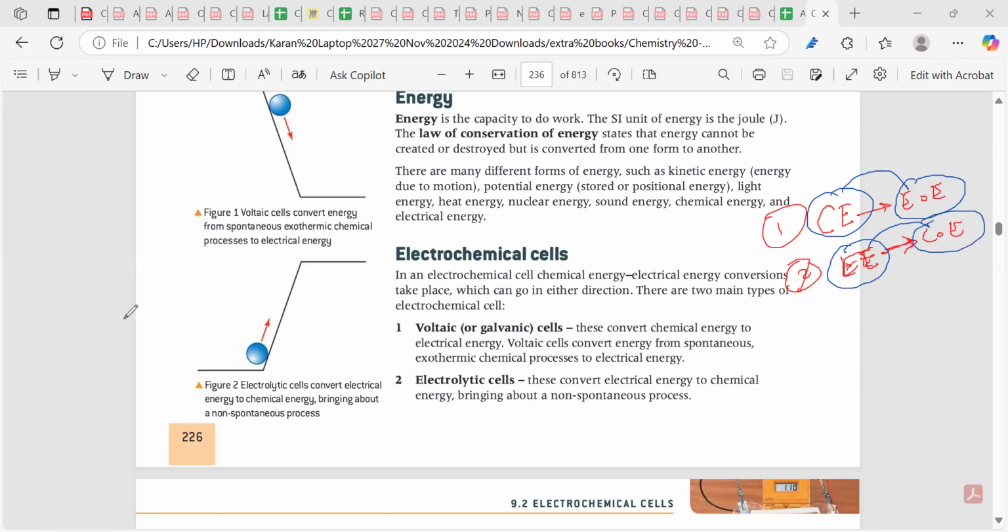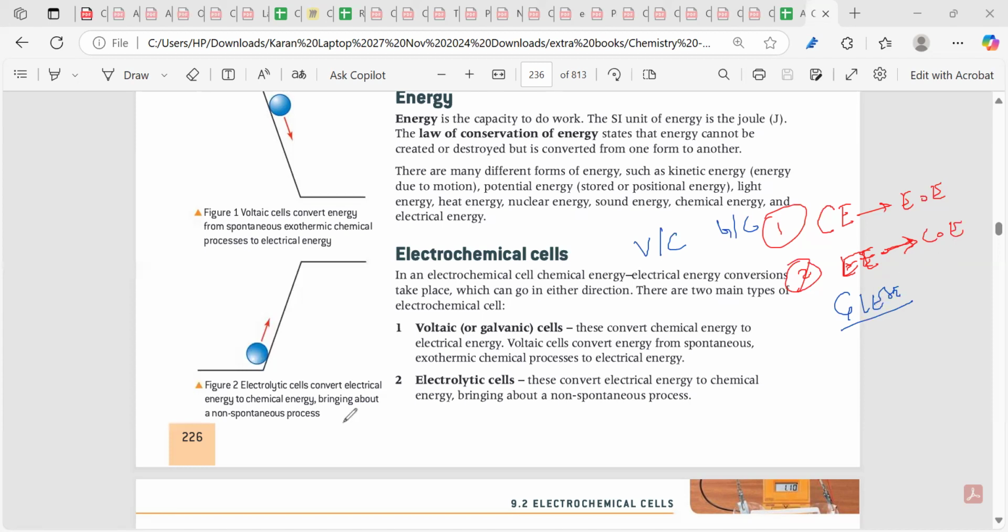Now go to the next part. We have to see what happens in the first kind of cells. This is called a Voltaic cell, or it is also called a galvanic cell. And the second kind of cells is the electrolytic cell. You have studied the electrolytic cell in the GCSEs, right? You can remember.